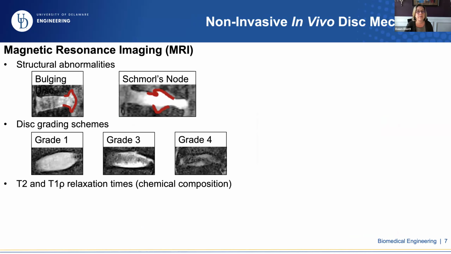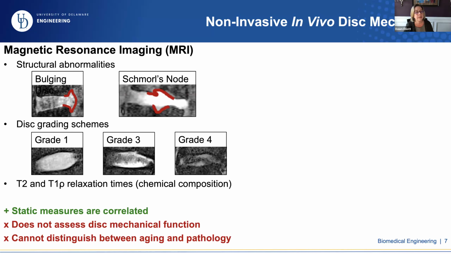MRI is clearly non-invasive and can be used to identify structural abnormalities like bulging or Schmorl's nodes, but those may not be directly related to the pain. There are disc grading schemes where you can observe the changes in the disc with increasing degeneration. Again, that also happens in asymptomatic subjects. And there's T2 and T1 rho weighted relaxation times, which is a measure of composition. But these MRI measures are static and they don't assess mechanical function and, importantly, can't distinguish between aging and pathology.